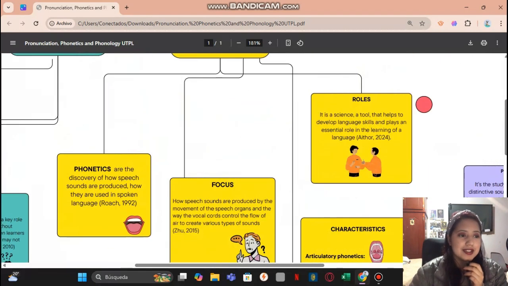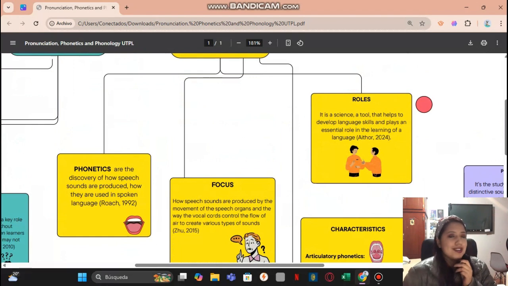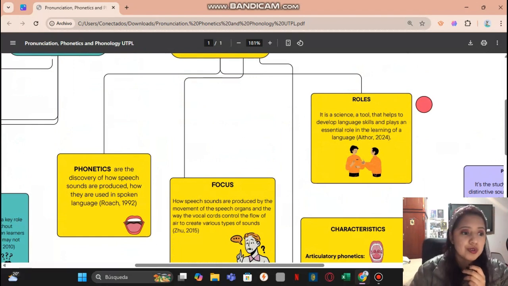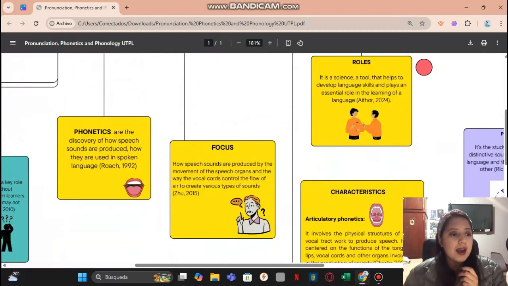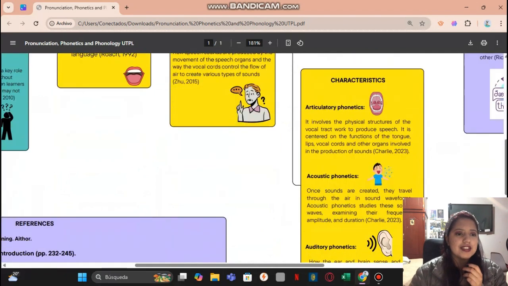Now we have phonetics. What is phonetics about? Phonetics is the study of how speech sounds are produced. The focus is how sounds are produced by the movement of speech organs. Phonetics studies the way we as humans use our body organs to produce the sounds.